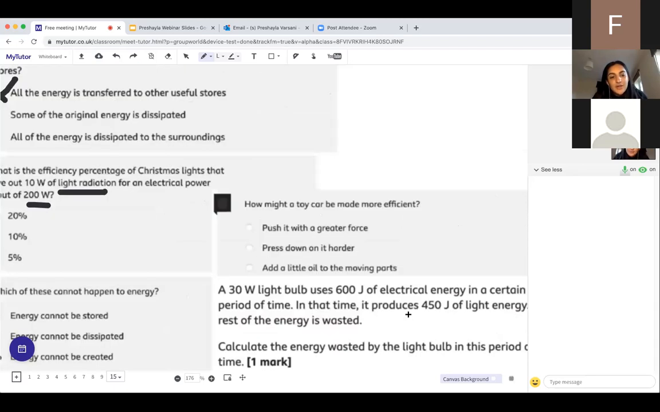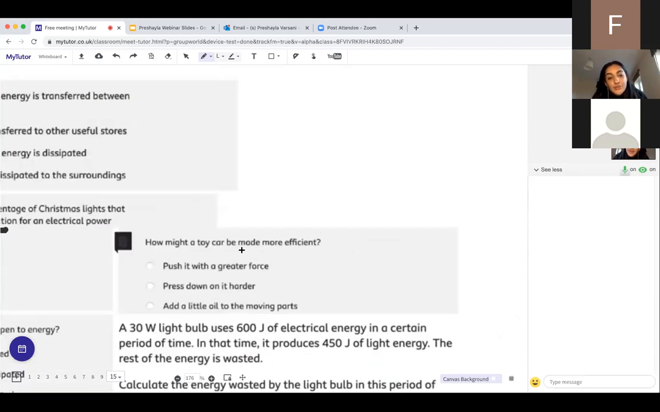We'll move on to this one over here. How might a toy car be made more efficient? So how can we make our toy cars go faster? Do we push it with greater force, press down on it harder, or add a little oil to the moving parts?